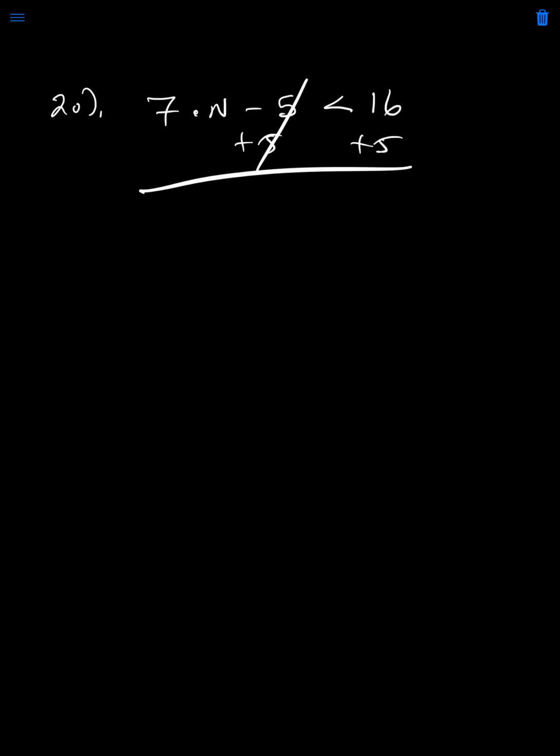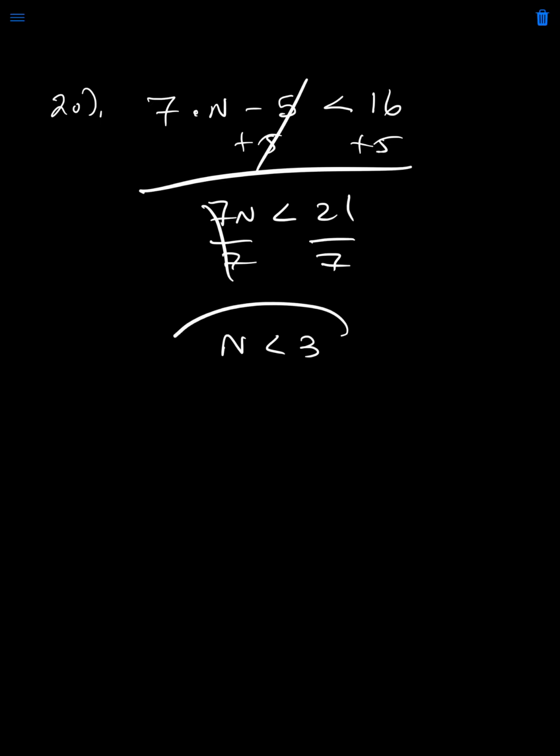Oh, 7 times a number. Oh, it's not distributing. That's why. This is not distributing at all. My bad. So I wrote this one wrong. It's just 7 times a number minus 5 is less than 16. I probably have to give this one away. Okay, that's why I was like saying, what the heck is that? Yeah, 7 times a number minus 5.